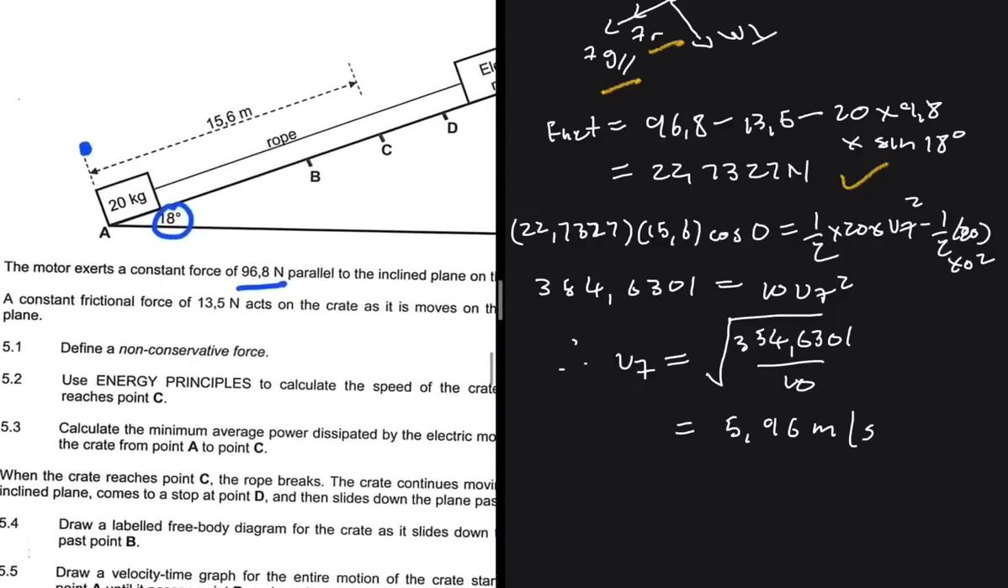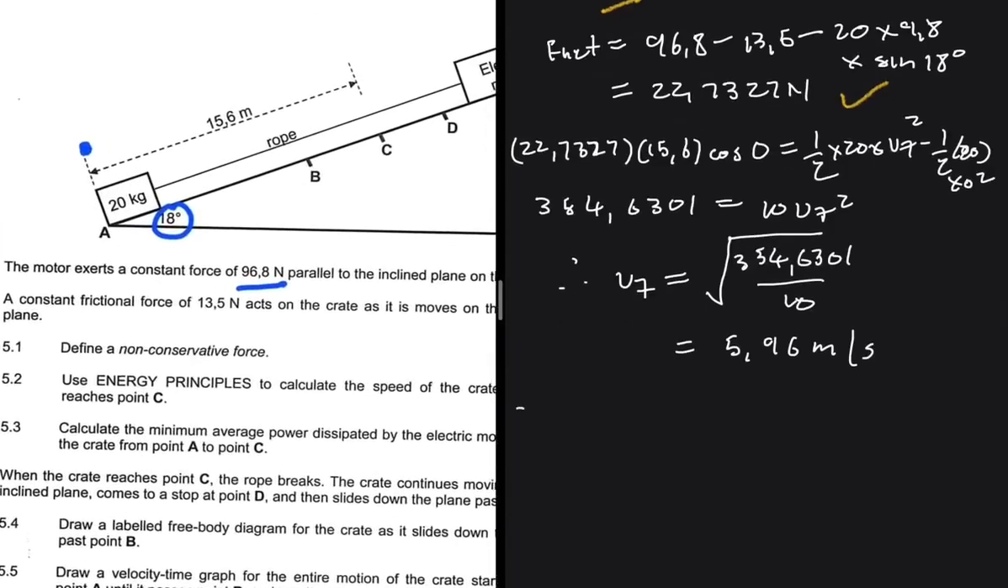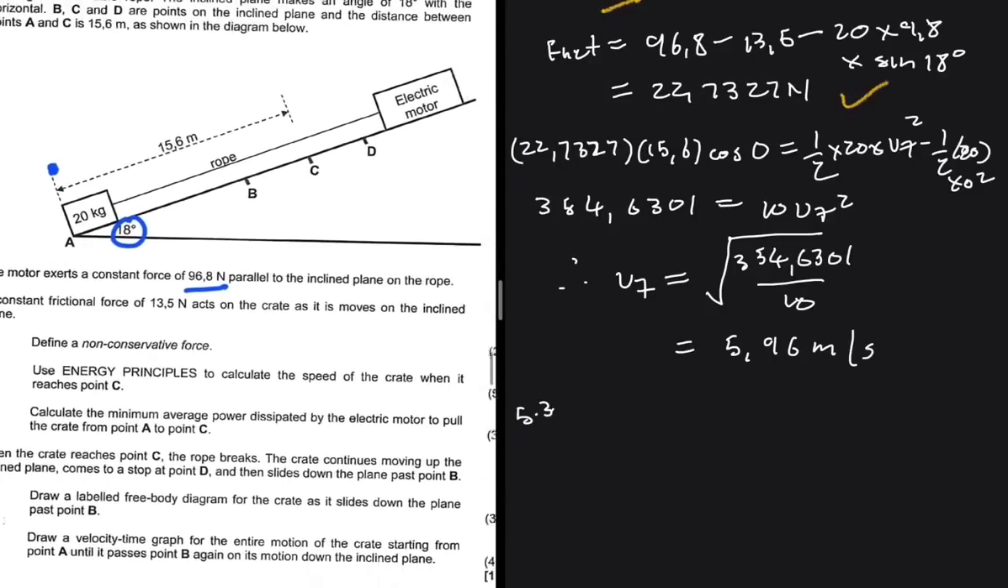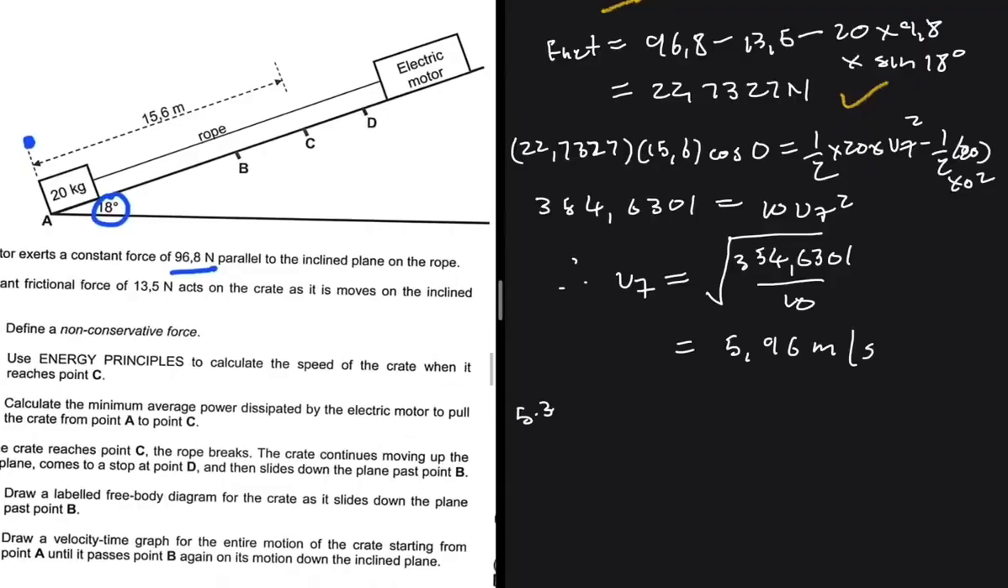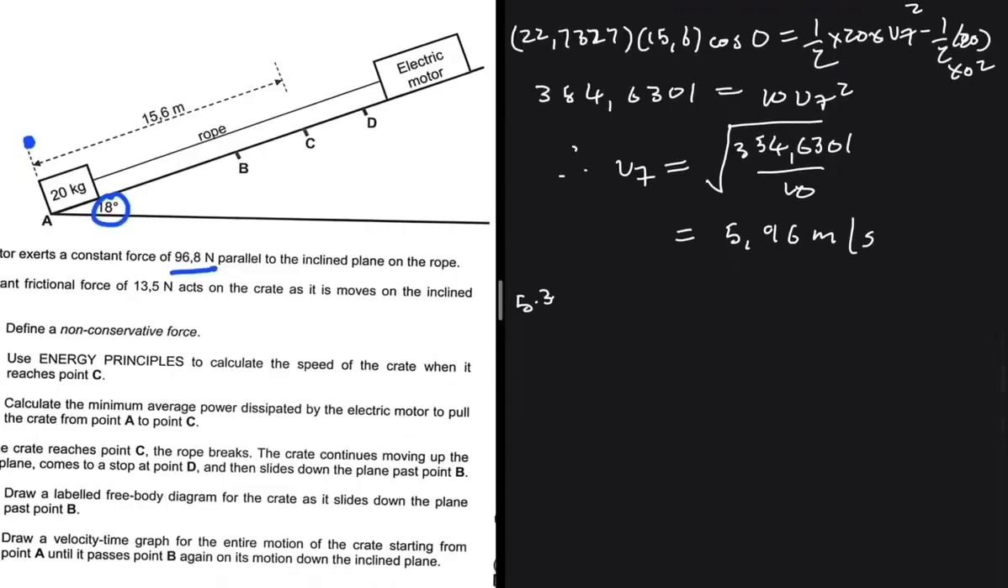Right, that is 5.2. Let's move to 5.3. 5.3 is saying let's calculate the minimum average power dissipated by the electric motor to pull the crate from point A to point C. If we want to find the power, we can either use the work divided by the time, or we can use the force multiplied by the average velocity. We don't have the time as it is. Maybe we can calculate the work, but we don't have the time.